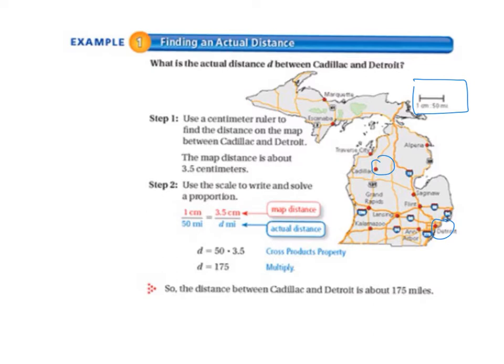The map distance is about 3.5 centimeters, and we use the scale to write and solve a proportion. So 1 centimeter equals 50 miles, and 3.5 centimeters equals d miles. We write the proportion like we have here, and then we solve it. We use the cross products property, and we cross multiply. So d equals 50 times 3.5, so d equals 175. The distance between Cadillac and Detroit is about 175 miles.